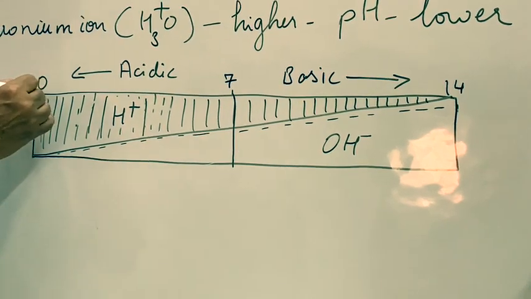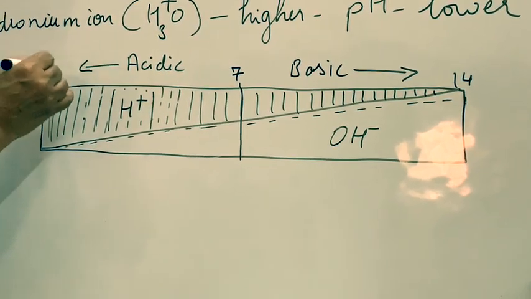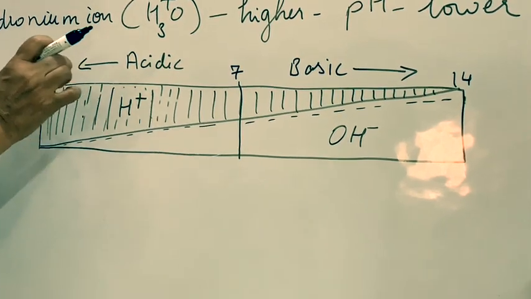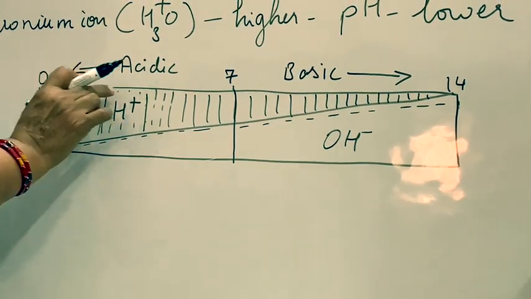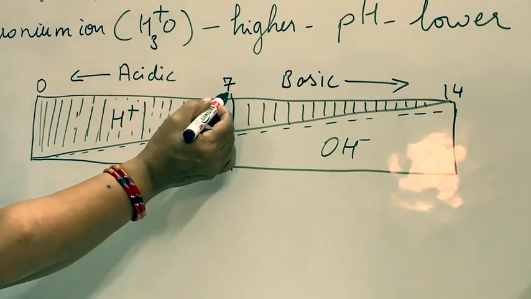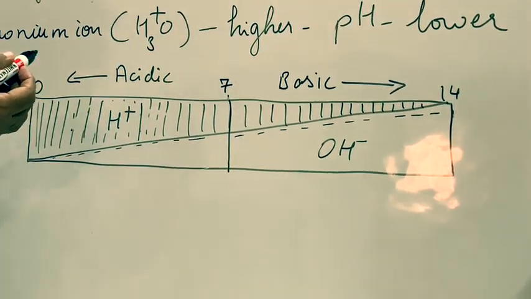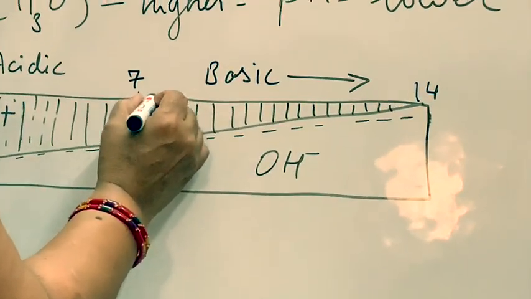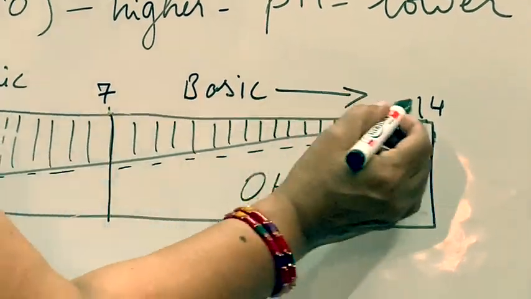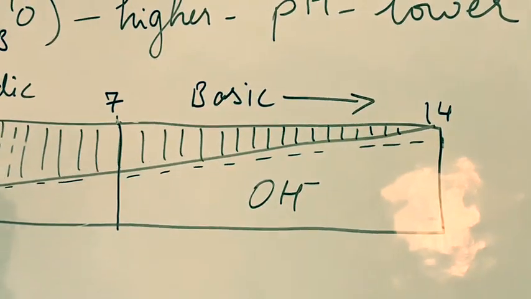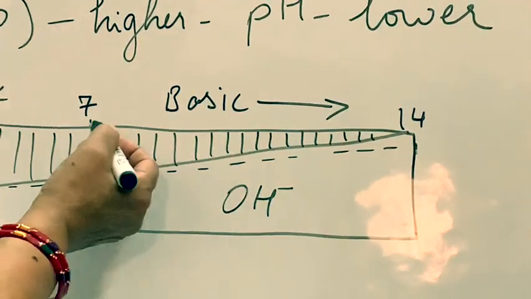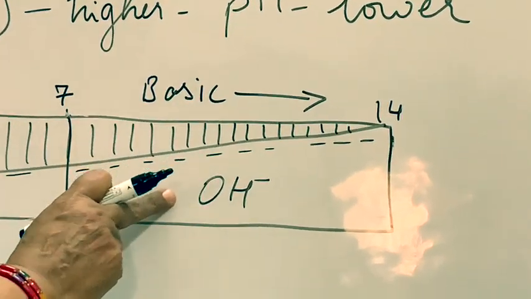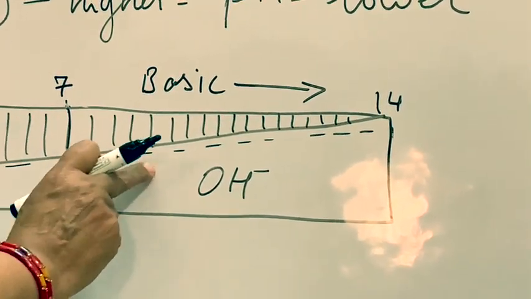So the substances with strength measured as 0, 1, 2, 3, 4 are acidic, and the acidity decreases as it comes to 7, which is neutral. That is neither acidic nor basic. Now when we go from 7 to 14, we will find that the concentration of hydrogen ion decreases. So naturally the basicity increases, and we can find the OH ion concentration is more in this.